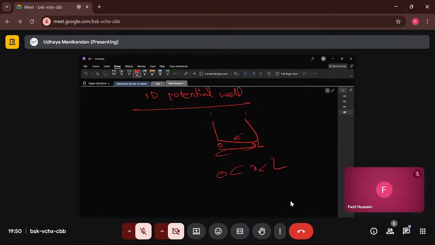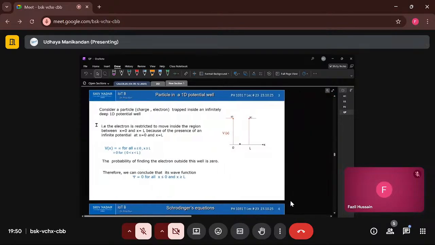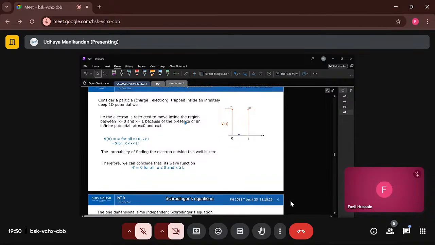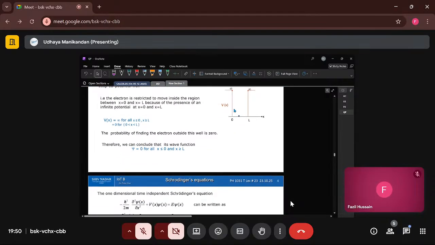And the potential has to be infinite outside of this, because again, that's not possible. And the potential has to be zero inside this, right? So consider a particle trapped inside an infinitely long potential well.